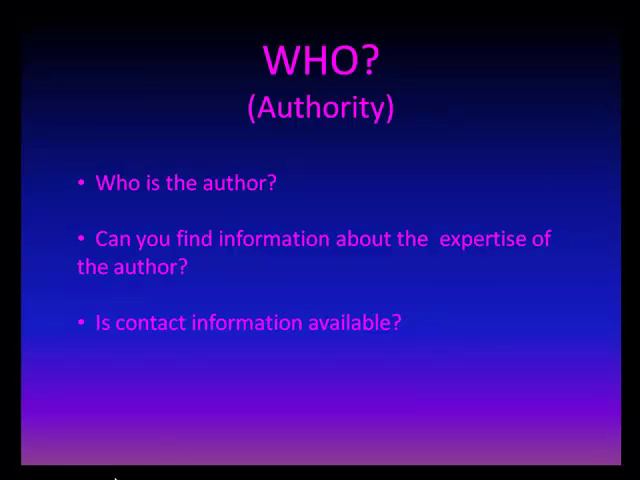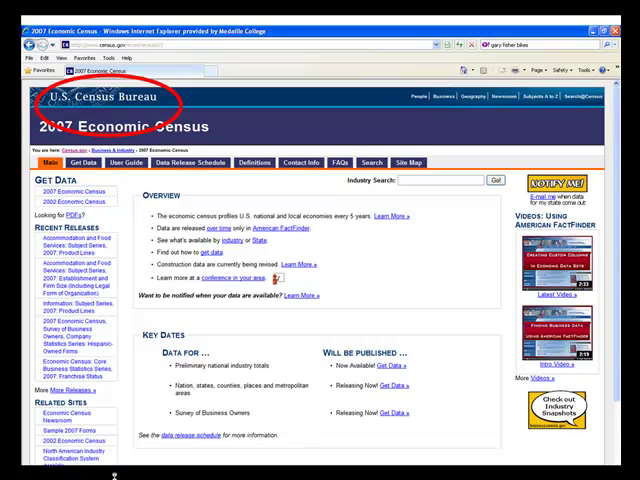Again, we will start with the who. Who's the author? Can you find the information about the author? Sometimes on a website it's difficult to find that type of information. Sometimes it's easy. We can look at the About Us page if it's there. Sometimes, and we'll take a look at one here, this is from the U.S. Census Bureau. Again, they put their name right up front to say who this website was created by.